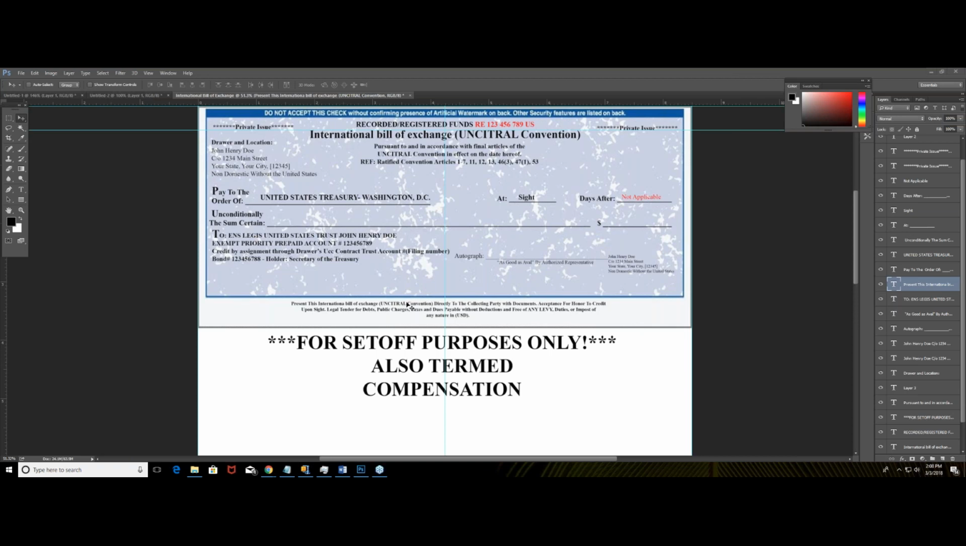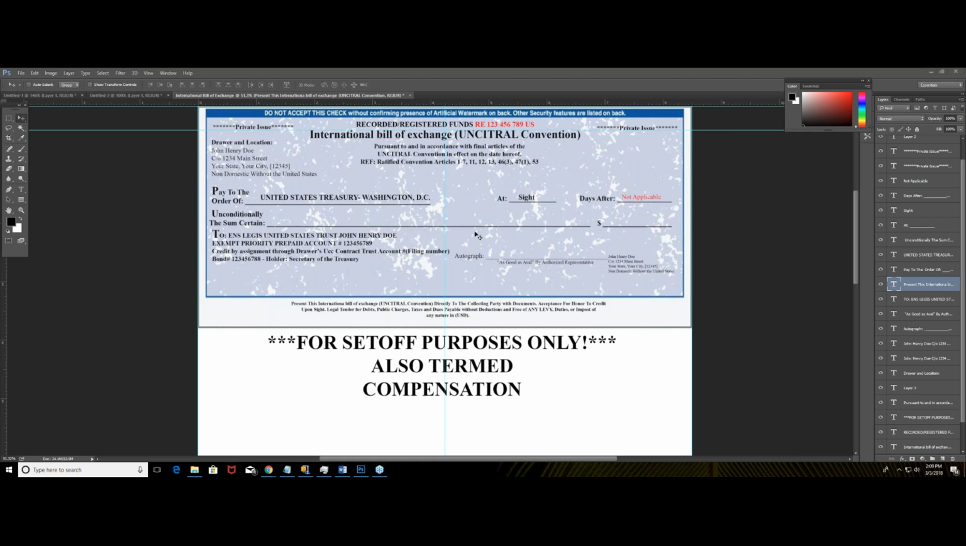I have another one that says directly to your TTL department. I don't think this is the original instructions that I use. I think somebody else put this right here. But I say present directly to the collecting party, to the TTL department of the payee's financial institution with documents. Acceptance for honor to credit upon sight, legal tender for debts, public charges, taxes, dues payable without deductions and free of any levy, duties or imposed of any nature in USD. This is what we're doing. It's a United States denomination is what we're doing.